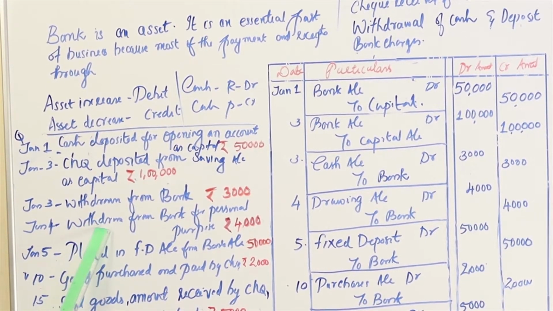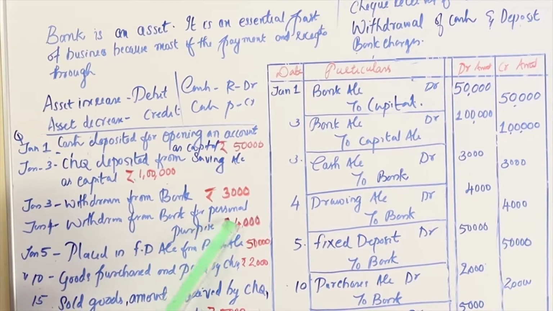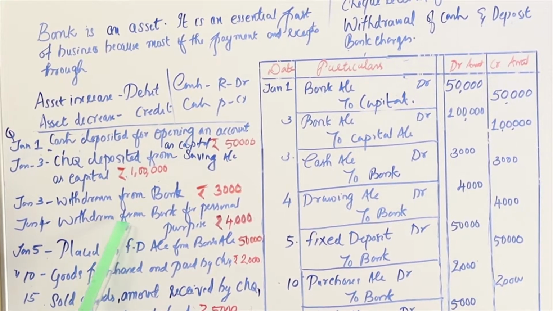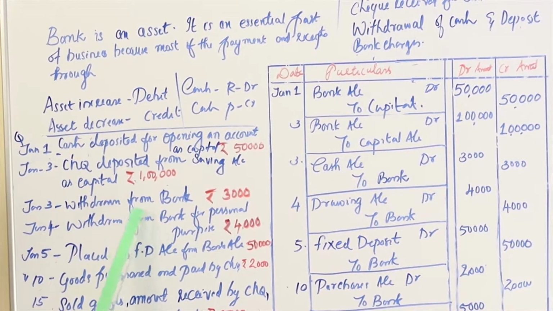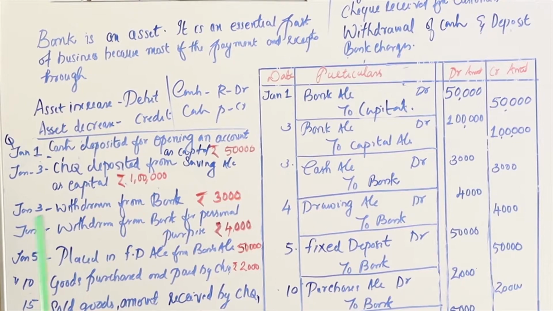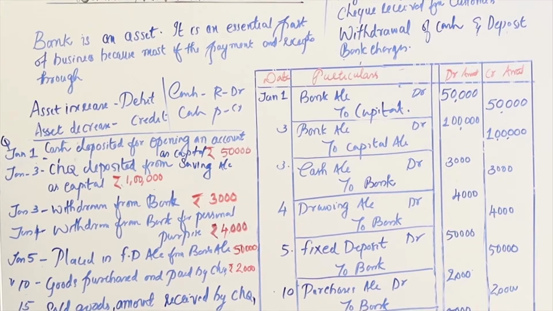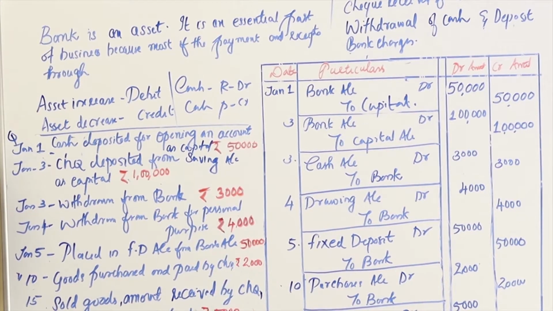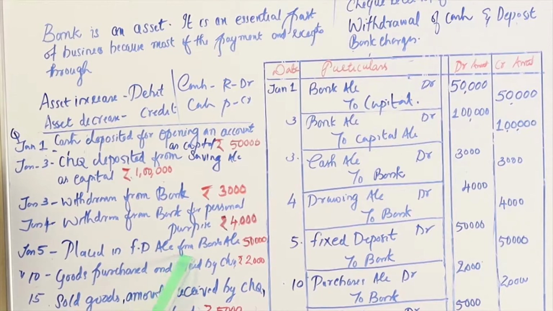Jan 4, withdrawn from bank for personal purpose, rupees 4,000. So the owner withdrew from bank for his personal purpose, not for business purpose. So we call it drawings. When the owner takes goods or cash or a check from the bank or business for himself, it is drawings. Bank is reducing here. So drawings account debit to bank.